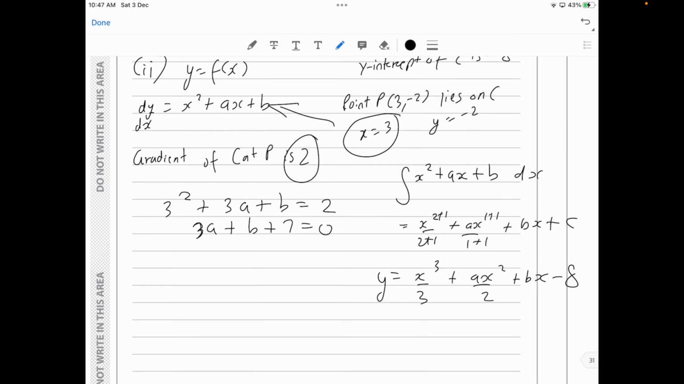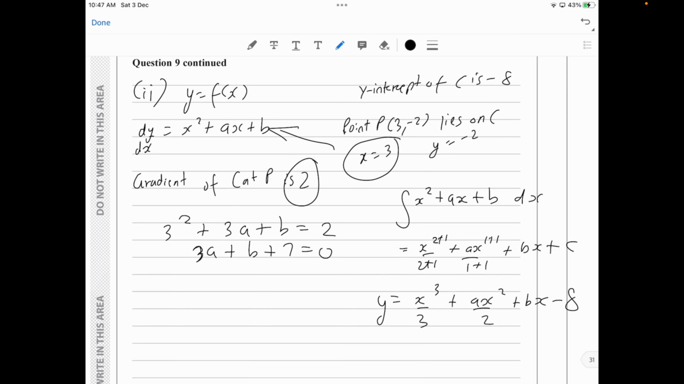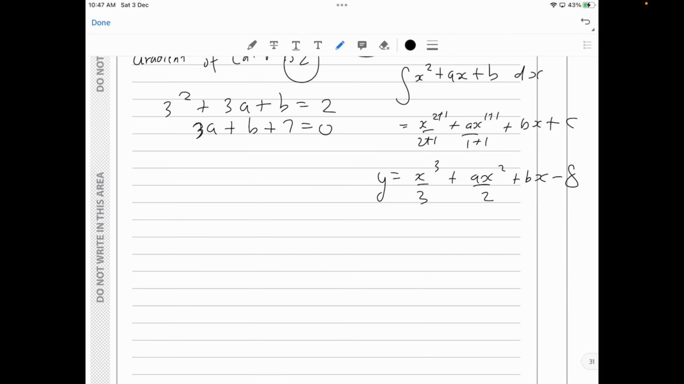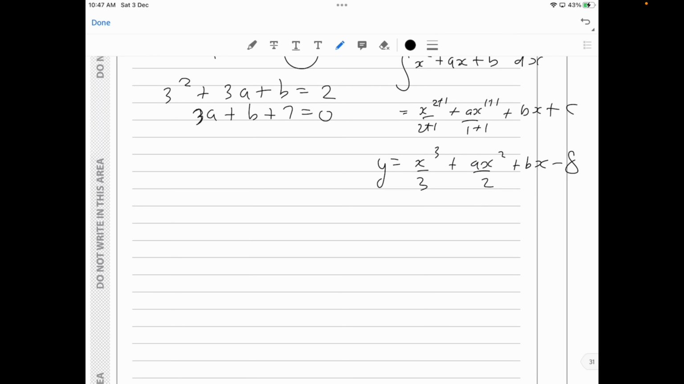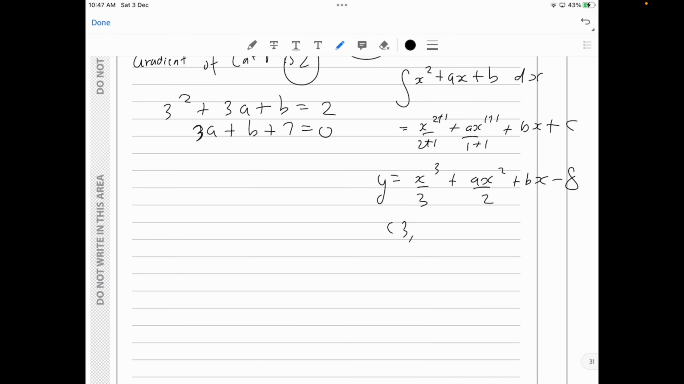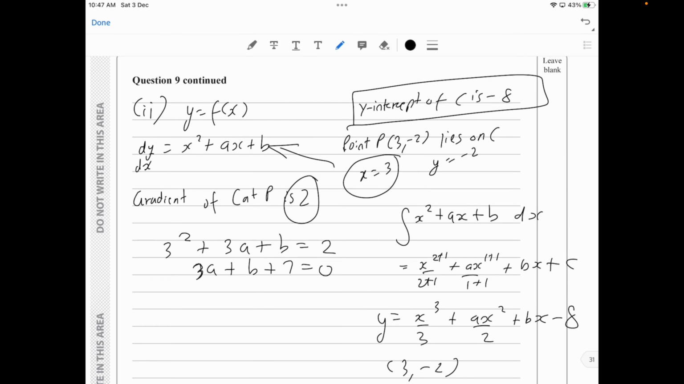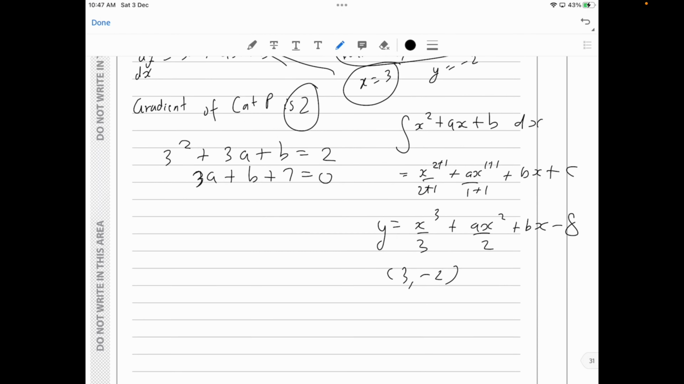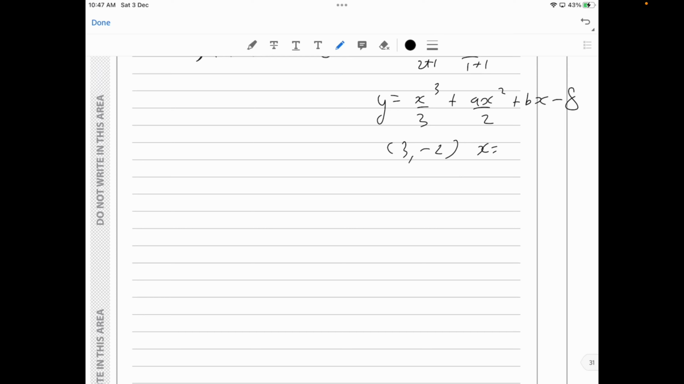Now the reason why c is written minus 8 is because we know the y-intercept of c is negative 8. So we're just going to substitute that value over there. Okay, so now once you do that, we have to find out what the value of a and b is again. So we know the x and y coordinates. It's 3 comma negative 2. Again, we got this from point P itself. So all we know is x is 3, and y is negative 2. All we need to do is just substitute this back into the equation.